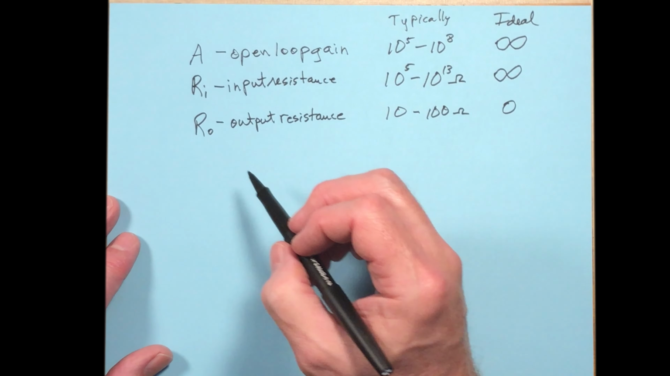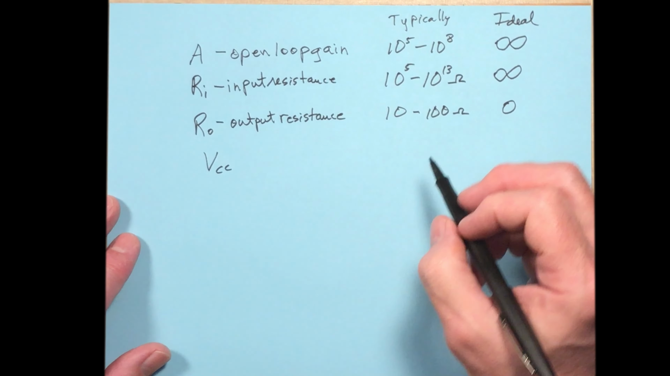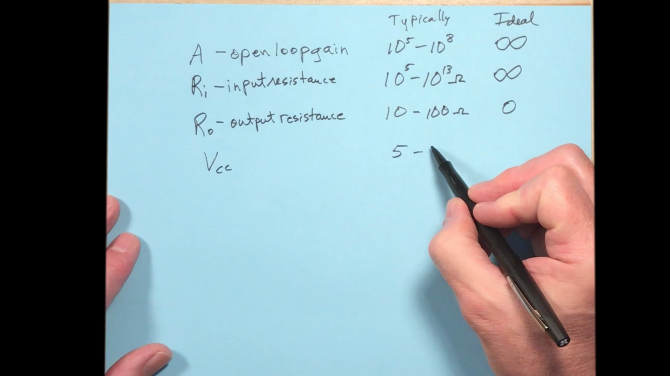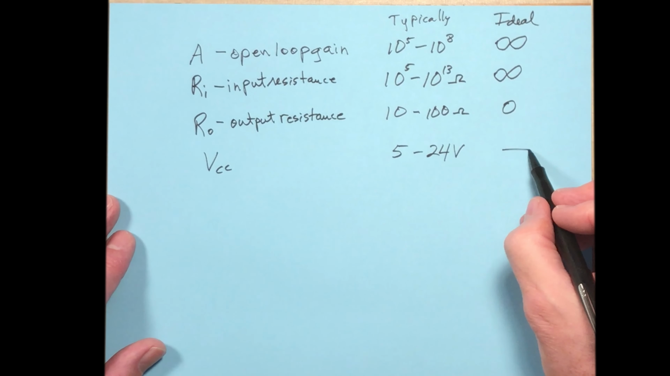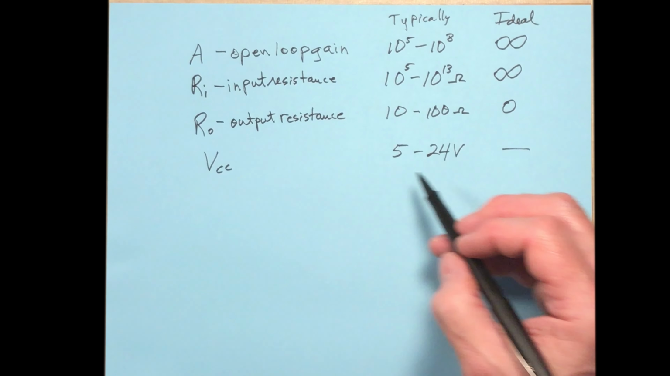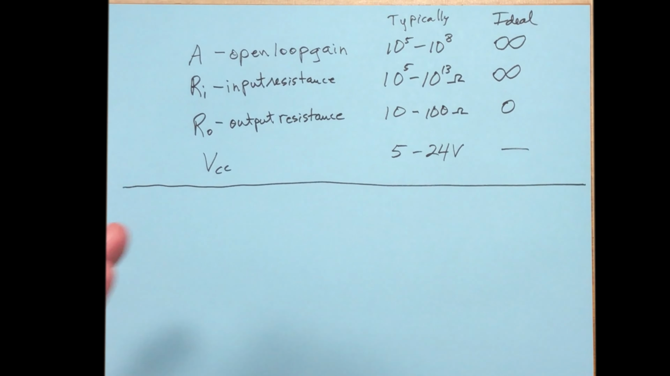Now you could also add to this supply voltages, so VCC values can be anywhere between 5 to 24 volts, and idealized, you don't have those. You don't have to worry about that saturation for an idealized case, although you will. Now, having said all of that, let me show you how to model an operational amplifier.